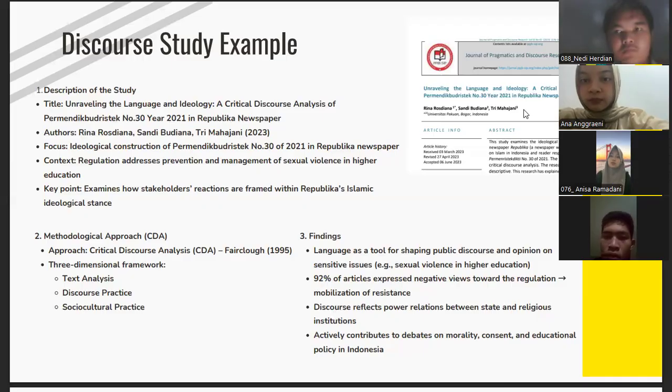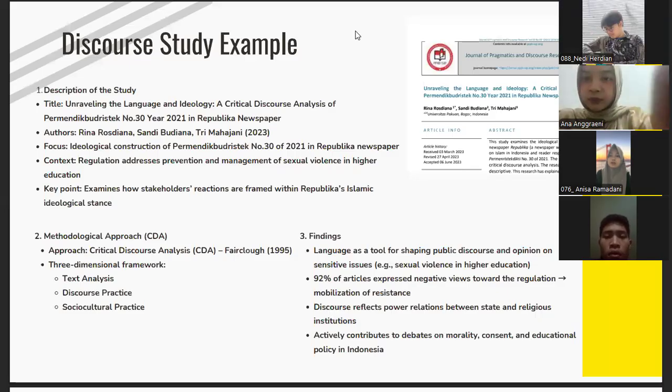This research used critical discourse analysis with Fairclough's three-dimensional framework. There is text analysis, which examines linguistic features such as word choice, tone, and modality. Discourse practice analyzes how Republika produces and circulates information through news, editorials, and opinion pieces. Sociocultural practice links the discourse to wider cultural and religious contexts, especially Islamic values.